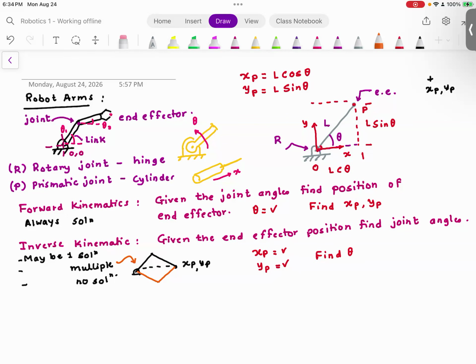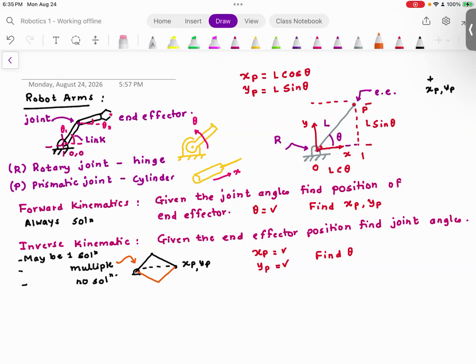So the questions on this section could be rotary joint, prismatic joint. I will show you a physical robot, and then you have to identify the rotary joints, prismatic joints, and sometimes you have to construct something called the kinematic diagram, which means the robot is this physical robot, but to solve this robot mathematically, we have to come up with a simplified representation of the robot. And that is called the kinematic diagram.